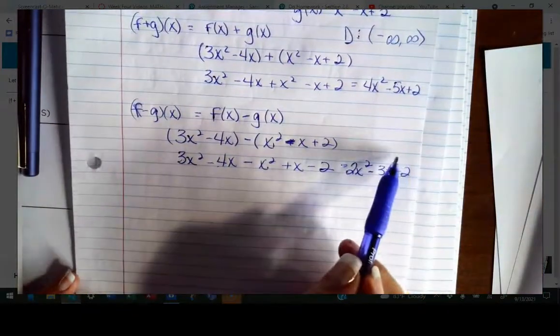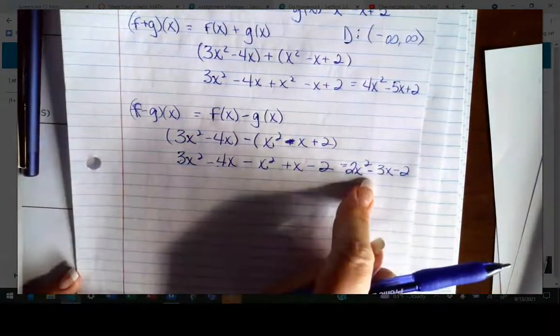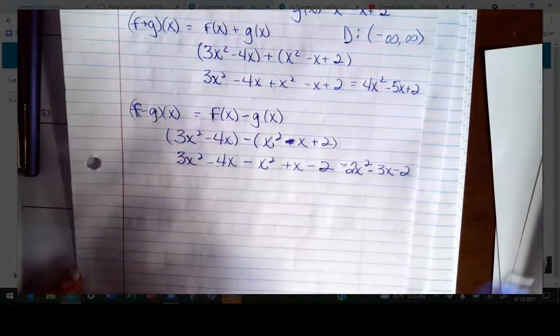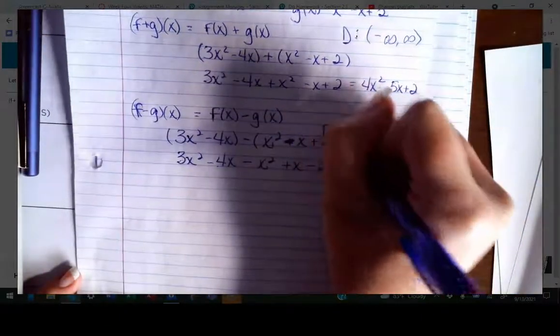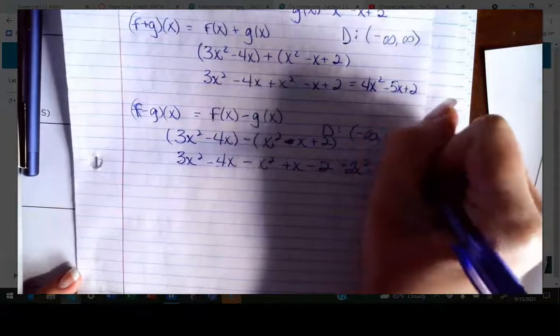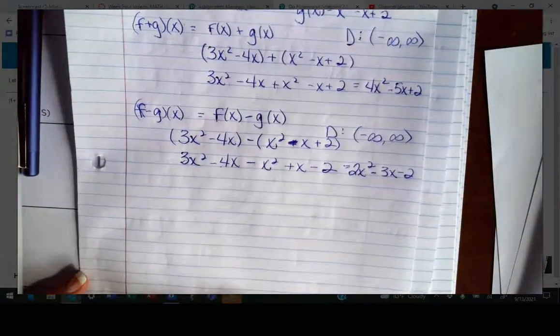So now I need to know what his domain is. His domain, there's no variables in denominators. There's no variables under even roots. So your domain is once again from negative infinity to positive infinity, which means every number out there is fair game.